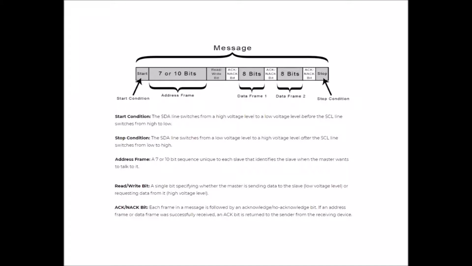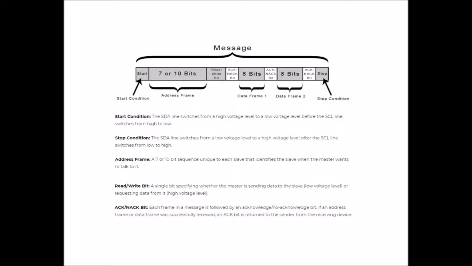Start condition. The SDA line switches from a high voltage level to a low voltage level before the SCL line switches from high to low. Stop condition. The SDA line switches from a low voltage level to a high voltage level after the SCL line switches from low to high.